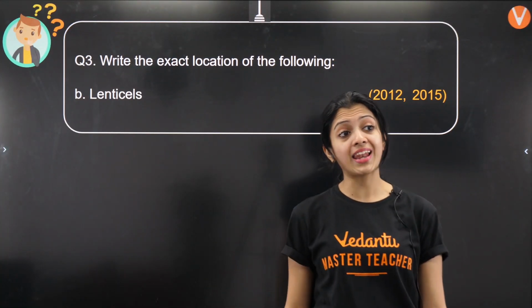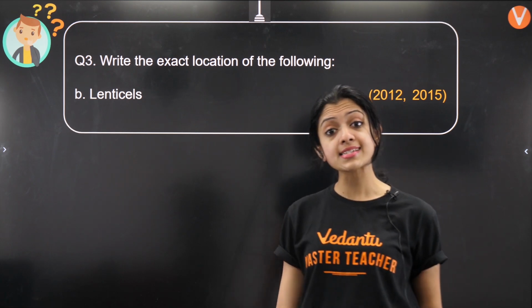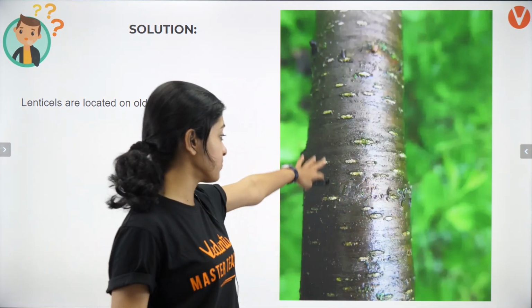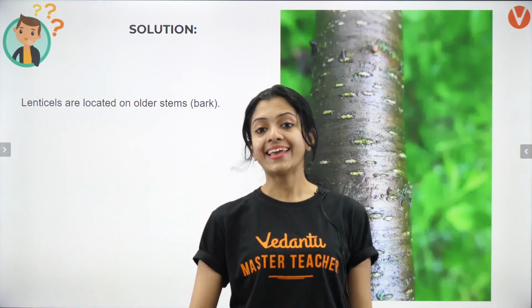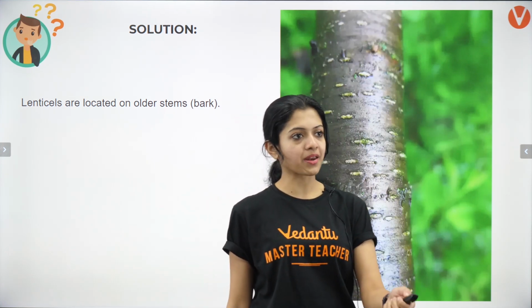Now, location of lenticels. This came twice, 2012 and 2015. Where do you find lenticels? Yes, lenticels are located on older stems, the bark, which we call the bark. They help in transpiration, which is called lenticular transpiration.